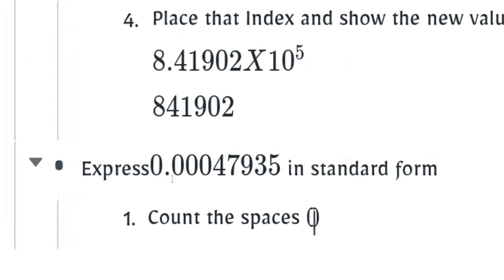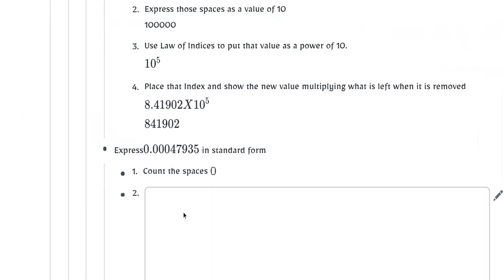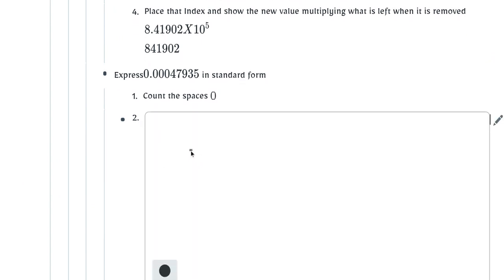Let me explain. Let me draw it and show you. Because remember, the instruction was, tell me how many spaces there are to the first digit. Let's look at it. So let's say we have 0.0004. Sorry for my bad handwriting. Look at this one. So if it was 3, it would not be correct.